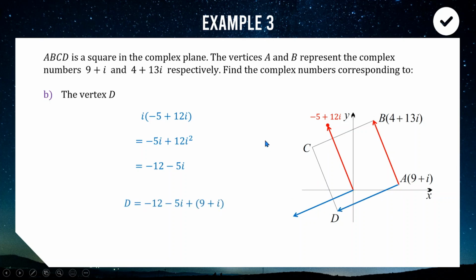Okay, it's absolute witchcraft. So we take our point D, we're adding 9 plus i. We end up with minus 3 minus 4i. Okay, adding the reals, adding the imaginaries. That right there is the coordinate of point D, minus 3 minus 4i.